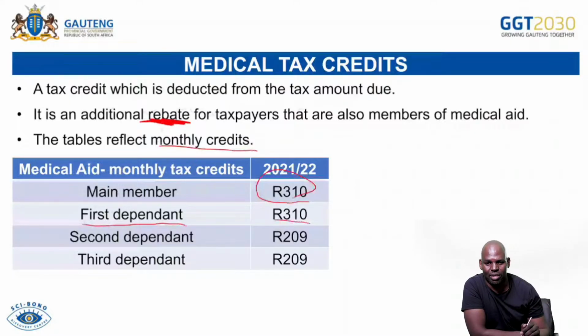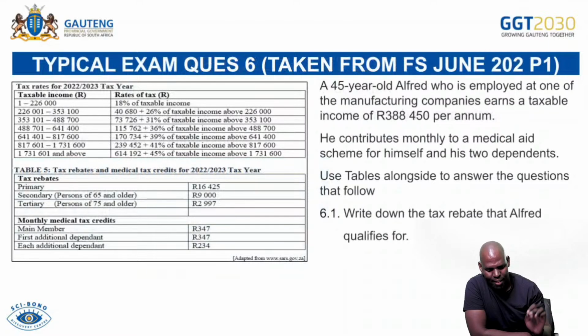And then of course the second dependent, if it's you and your husband, or you and your wife, and then your child, then your child will be the second dependent, and so on. But order does not matter there. If you've got three people, it means three amounts are going to be subtracted: 310 for the first person, 310 for the second person, and 209 rand for the third person, the second dependent. And then the third dependent is 209. So medical tax credits are just a rebate that the government will apply to your tax amount.